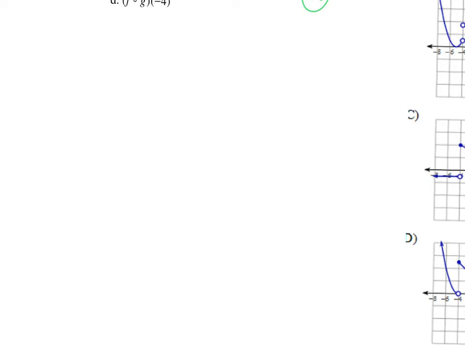And then next up, same thing, but f of g of negative 4. So we do g of negative 4 first. Backtrack 1, 2, 3, 4, and that looks like it's 3. So then I'm going to do f of 3, and that'll be 0.